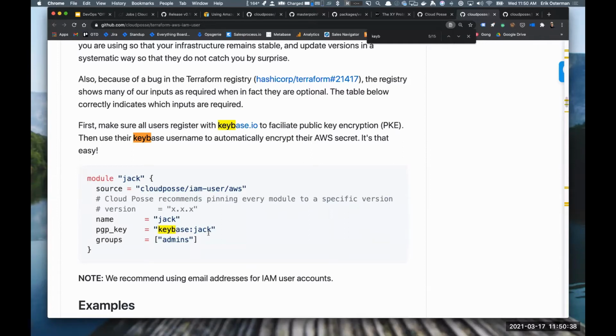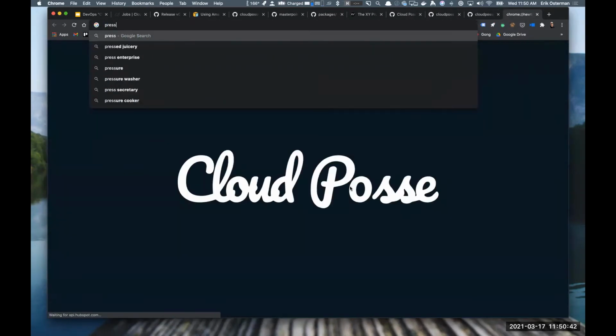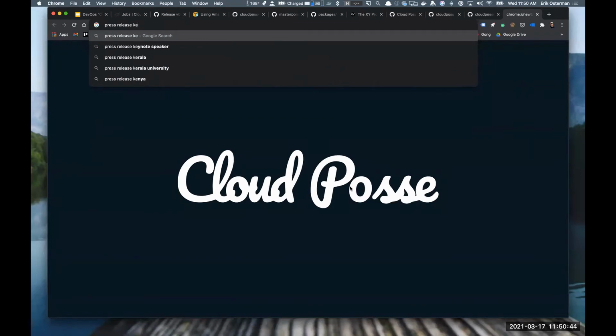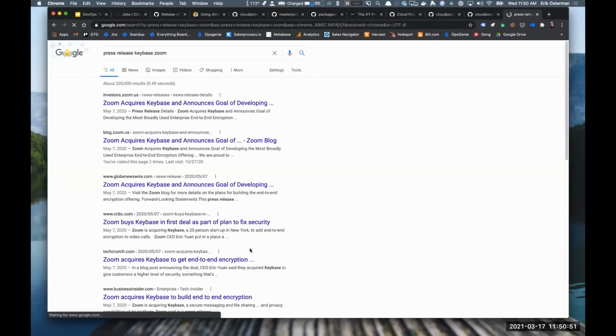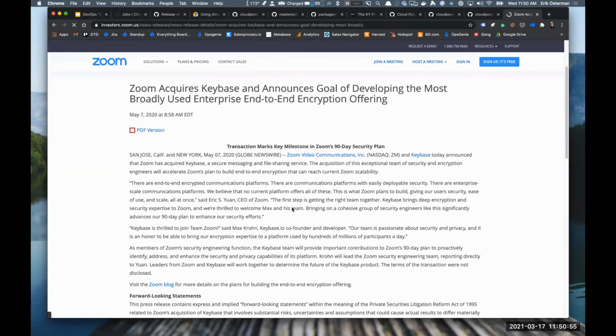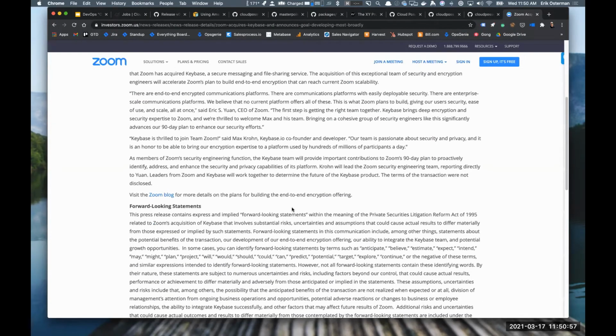Thing is, Keybase was acquired by Zoom. The press release didn't bode much confidence about the future of Keybase. It was an acqui-hire. They bought the team so they could address the bleeding problems with Zoom and encryption, so they got some subject matter experts to go do that. I don't know what the long-term prospect is for Keybase, so we stopped recommending it.